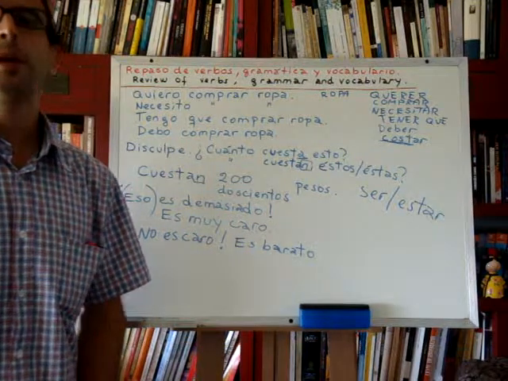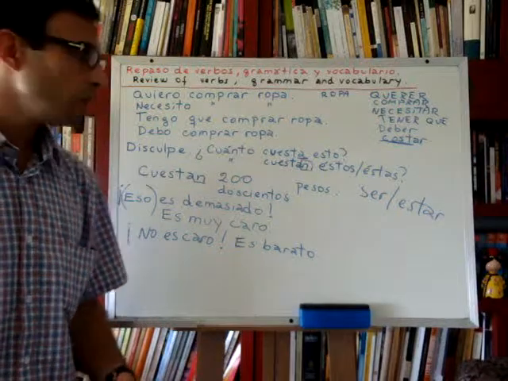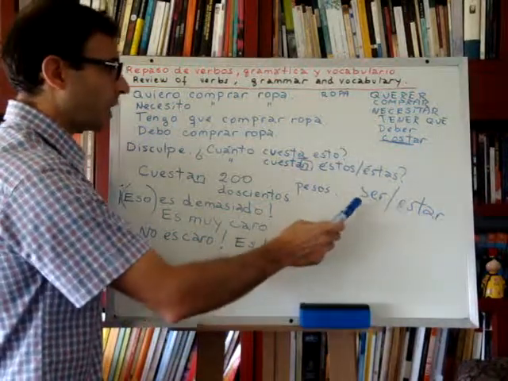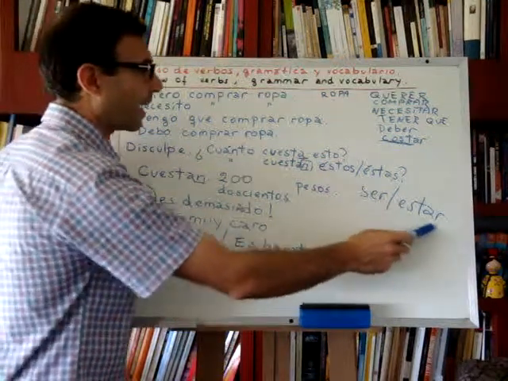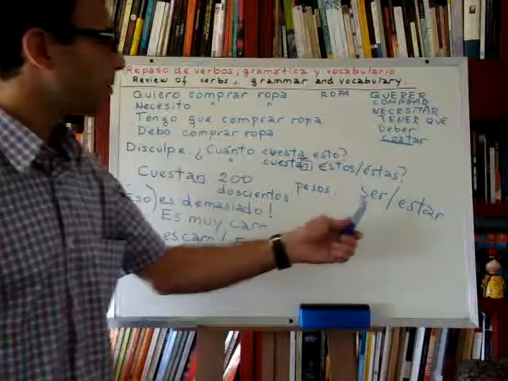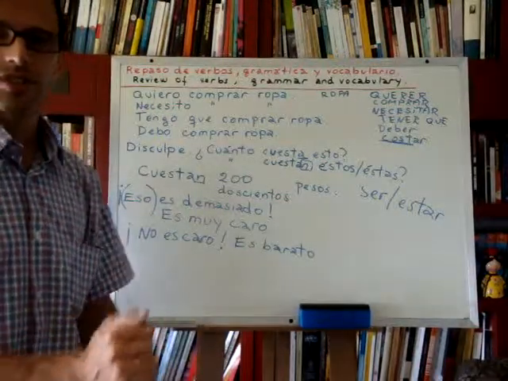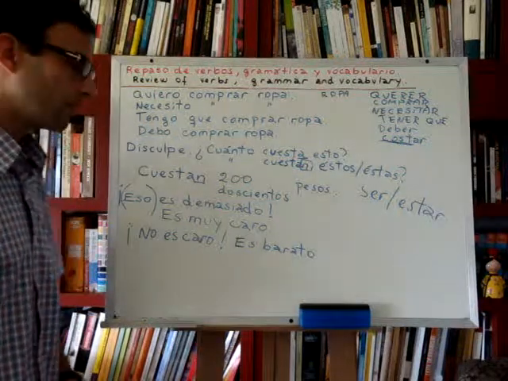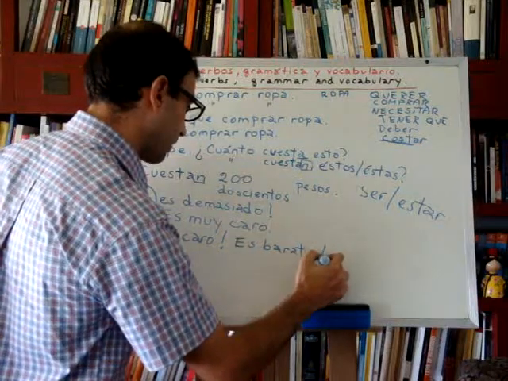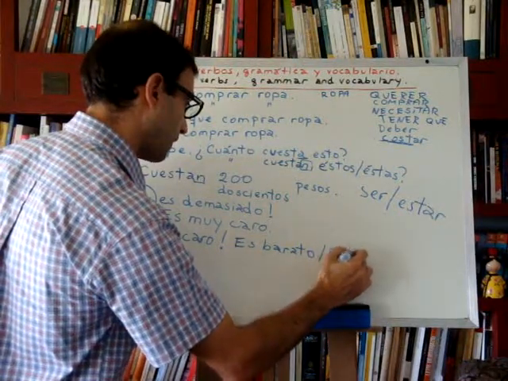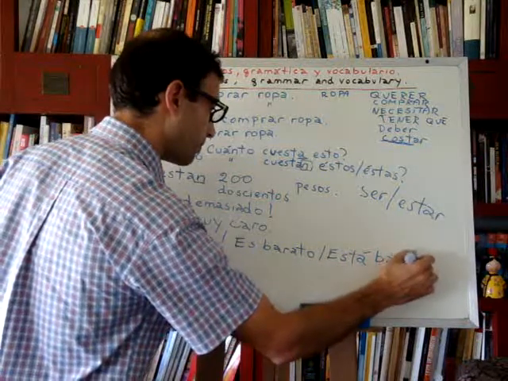Okay? Same thing about when we talk about prices. Since prices change, we can say something is expensive, es caro, or está caro. But we usually use a little bit more está caro, because it's expensive, but it can change, okay? It's not a permanent condition or situation. So we can say está barato. It is cheap.